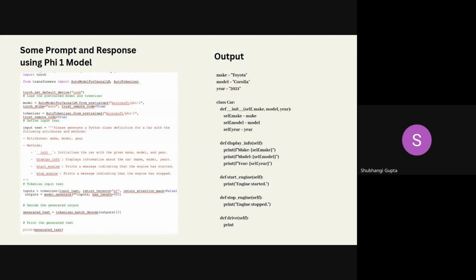Here you can see that if we give the prompt, please generate a Python class definition for a car with the following attributes and methods, it is generating the Python code as an output.